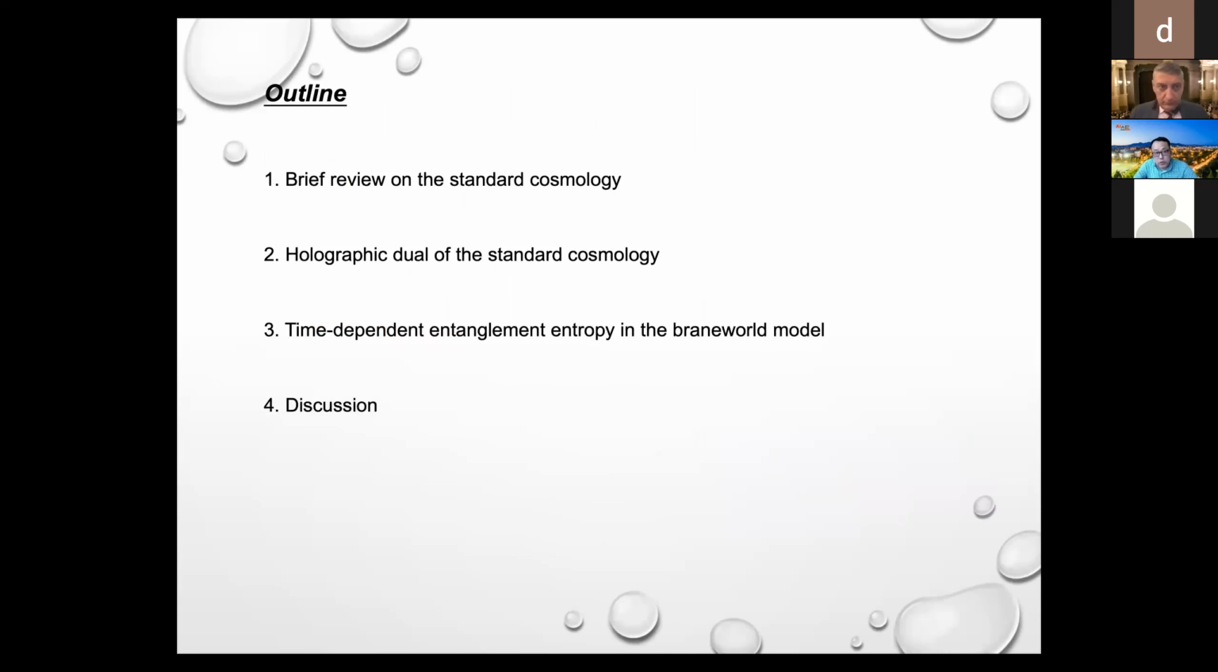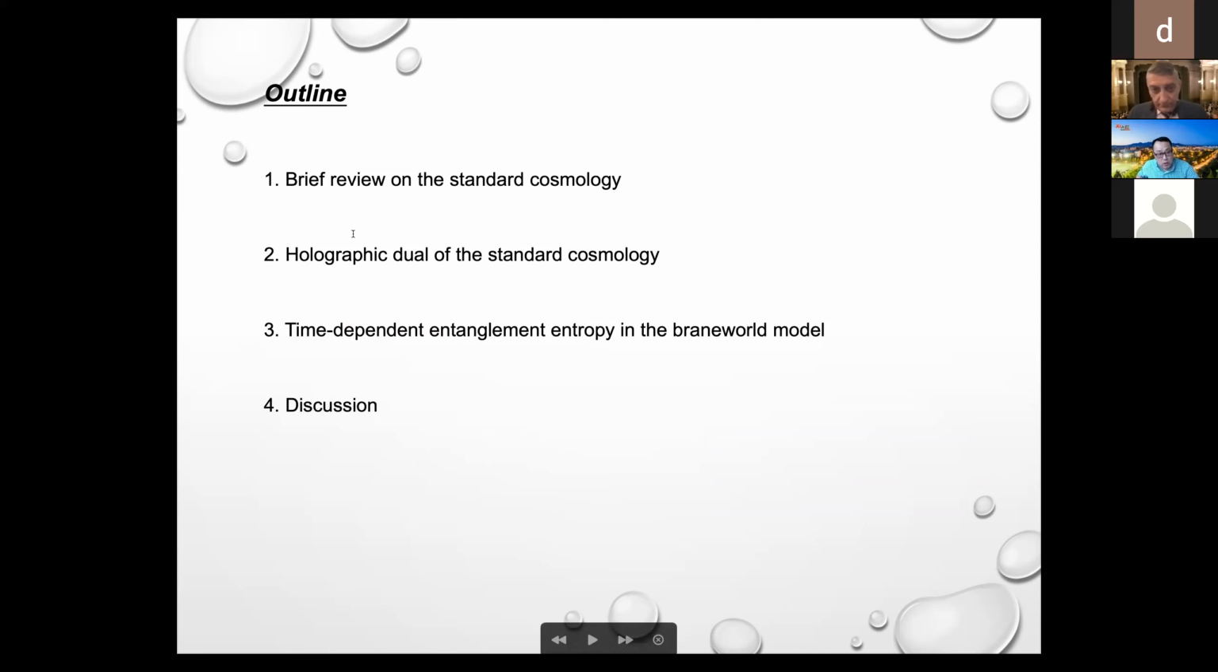Okay, so this is the motivation. Now I try to calculate the time-dependent entanglement entropy in, say, an expanding universe. To calculate that time-dependent entanglement entropy, we first construct the holographic dual of the standard cosmology.